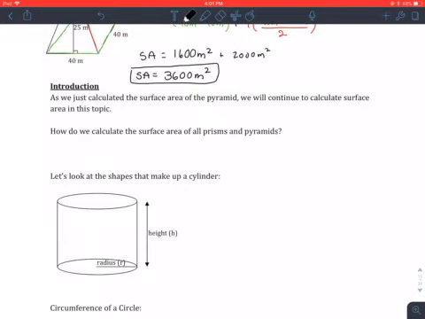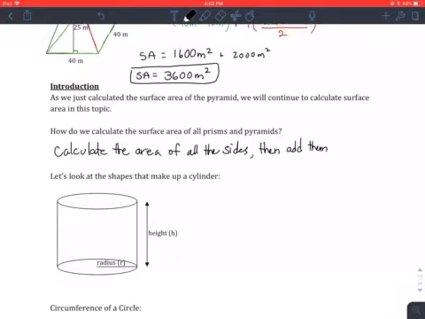Okay, so as we did the surface area of that pyramid, we're going to continue to look at different three-dimensional objects and calculate their surface areas as well. Okay, so how do we calculate the surface area of all prisms and pyramids? We calculate the area of all the sides, then add them together.